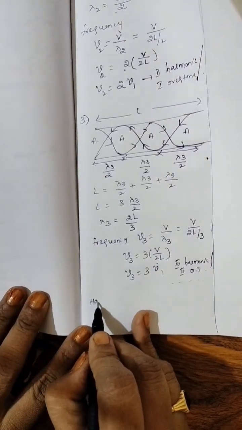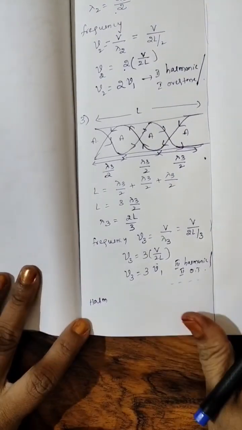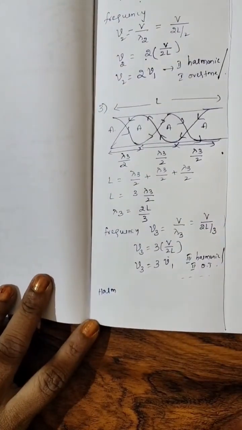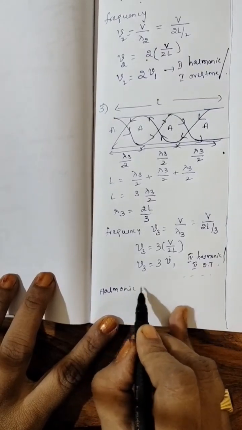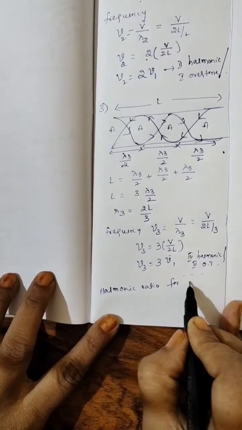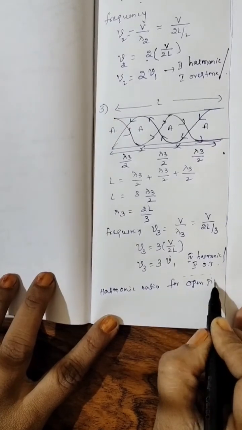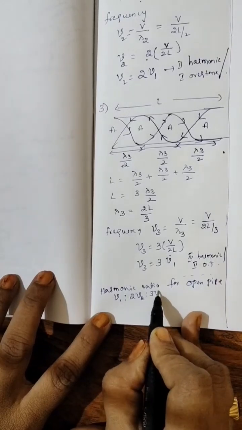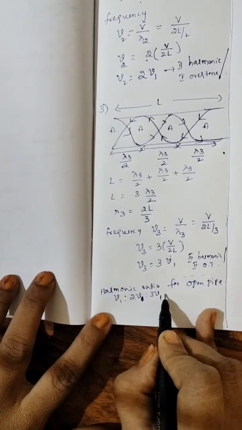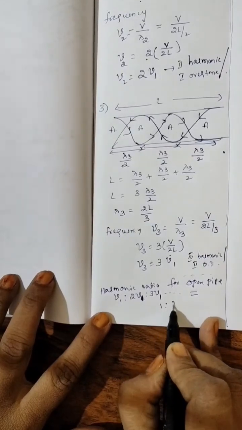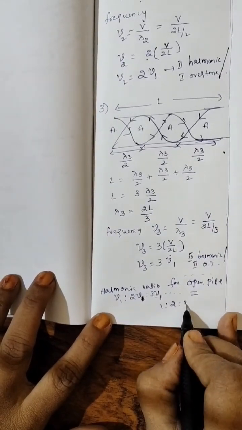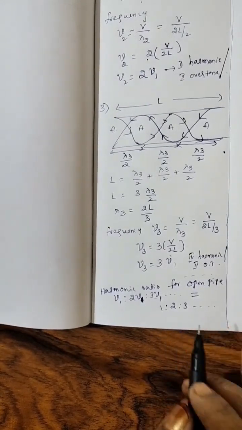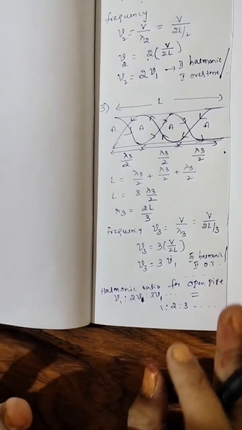In such a way we can go on doing. Okay. So in such a way you can practice for 4, 5, 6. Just go on increasing the number of loops. Again 3 loops, 4 loops. In such a way you practice. So the harmonic ratio for open pipe: how did you get it? Nu 1 is to 2 nu 1, 3 nu 1, and so on. That is equal to 1 is to 2 is to 3, and so on. So the harmonic ratio for open pipe is 1 is to 2 is to 3, and so on. So this is about open pipe.